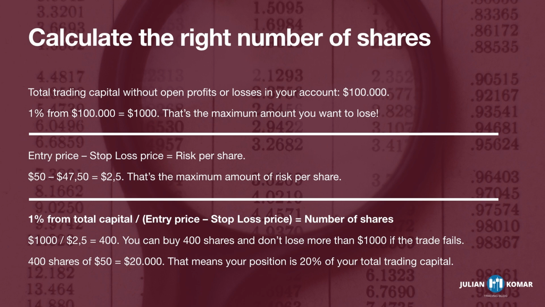So that was more the theory behind everything. Risk management is always the goal when we speak about position size calculation. But now let's come to the main part: how to calculate the right number of shares. So you always start with a total trading capital, and the total trading capital, in my opinion, is always without open profits and without open losses.